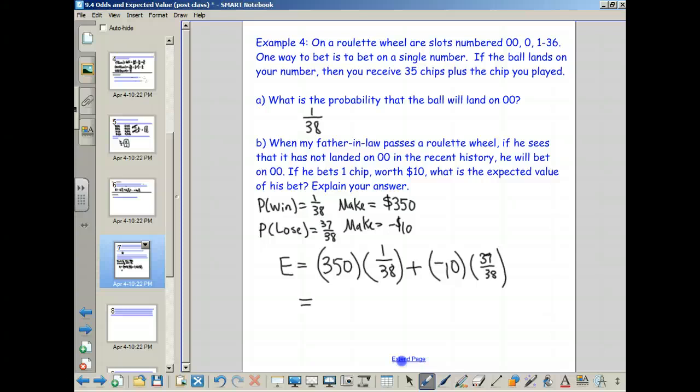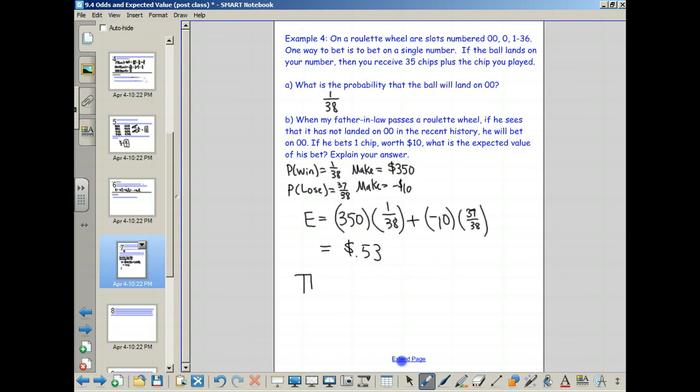Negative 0.526. Okay, so 5.3, that's money, right? Negative 0.53. Okay, so let's talk about what that means. Because we found something, but what does it mean? Are we not supposed to have a negative sign on there? No, it should have a negative. I'm sorry, I left it off. That's a negative for 10. It's not looking very good.